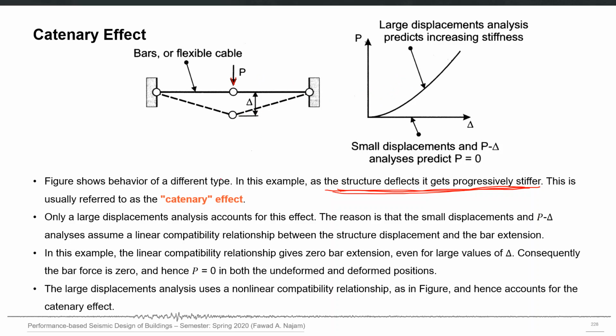So this is a kind of special behavior for a structure, and this can only be accounted for, or predicted, if you are using the large displacement analysis. P-delta analysis will not be able to predict this kind of behavior for your structure. Small displacement analysis also cannot predict that, obviously, as it doesn't account for any such effect. So both small displacement and P-delta will predict that the force in this bar is 0 and will not be able to predict this catenary effect. Only the large displacement analysis accounts for this effect.